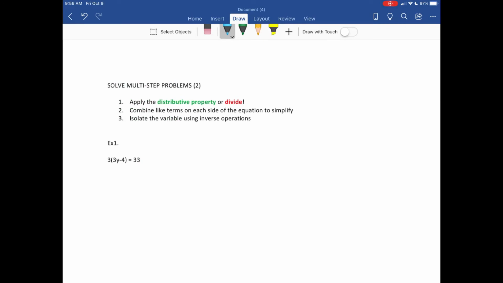Now let's look at this problem through a different lens. I'm going to look at this example, and I notice that 3 is being multiplied to this whole quantity, 3y minus 4, and that's all that we have on that side of the equation. If that's the case, then I might divide both the left and the right side by 3. And you'll notice if I do that, 3 divided by 3, that goes away, and that's nice, leaves me just with 3y minus 4. And then 33 divided by 3 leaves us with 11.